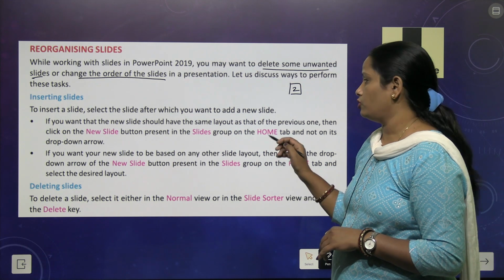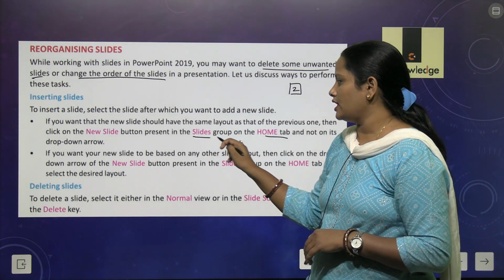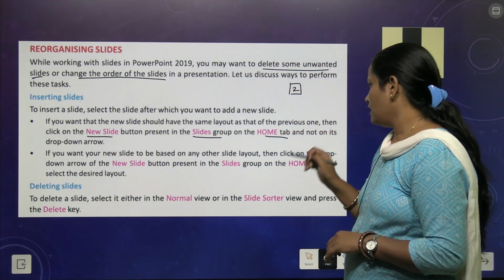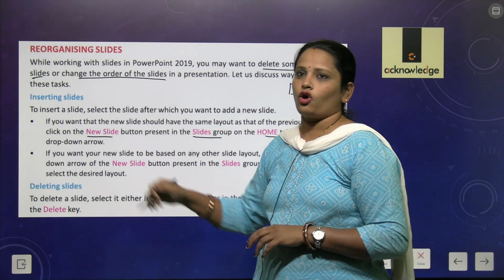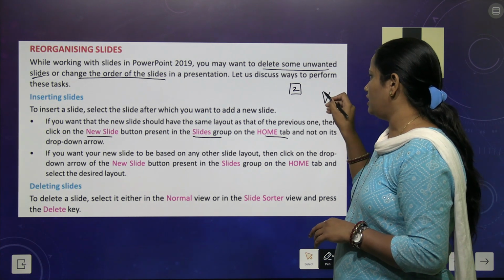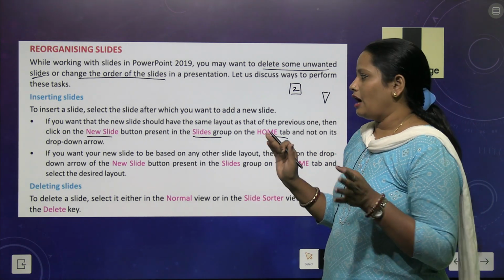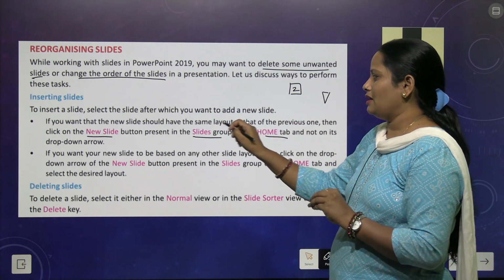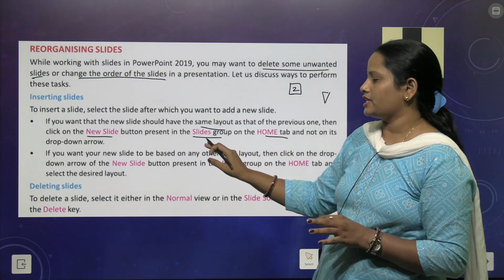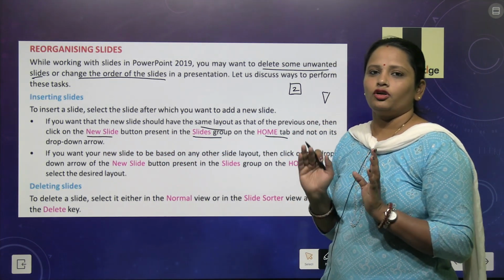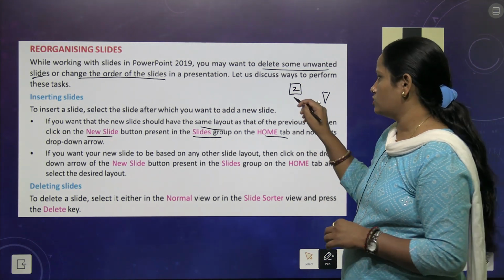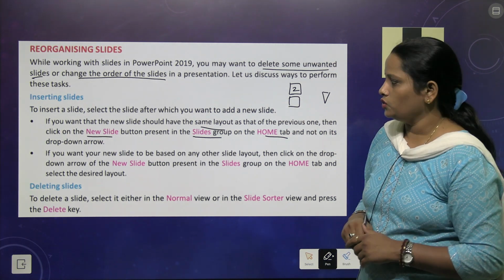So where we have to go? We have to go to the home tab. There we go to the slides group, and from there we select the new slide button and not its drop down arrow. When we go there, there is a drop down arrow also given, so we do not have to click there. I want to insert the same layout as slide 2, so I go to the home tab, slides group and the new slide button. After doing this, the same layout will come to the new slide. A new slide will be added here after 2.